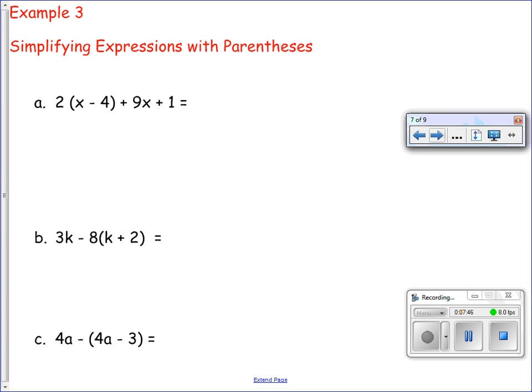So now we're going to simplify expressions with parentheses. In example 3a, we're going to use the distributive property. Which number is going to be distributed inside the parentheses, Jack? 2. So we're going to simplify this expression. 2 is going to be distributed inside the parentheses. 2 times x is 2x. 2 times negative 4 is negative 8. And I'll bring the rest down. Now I'm going to simplify.